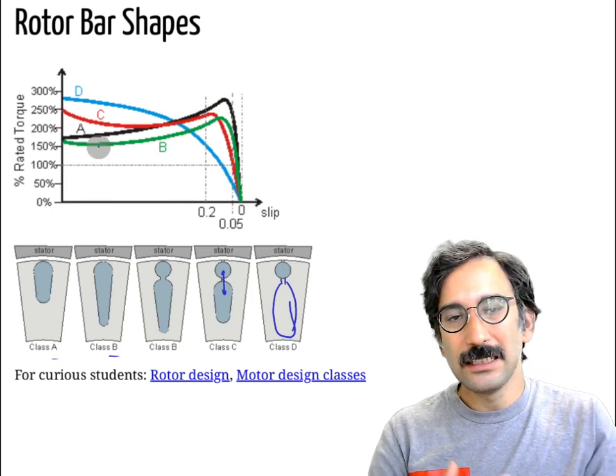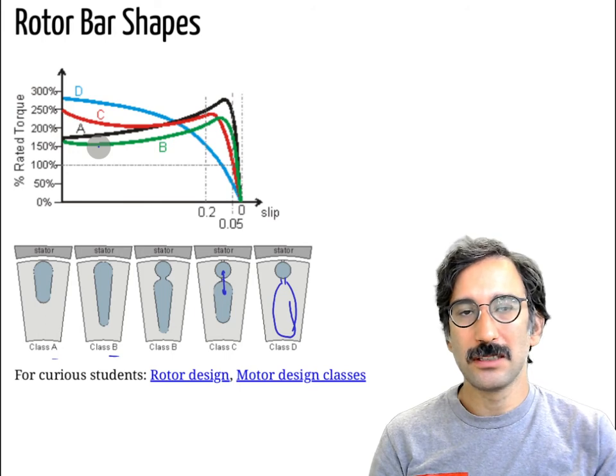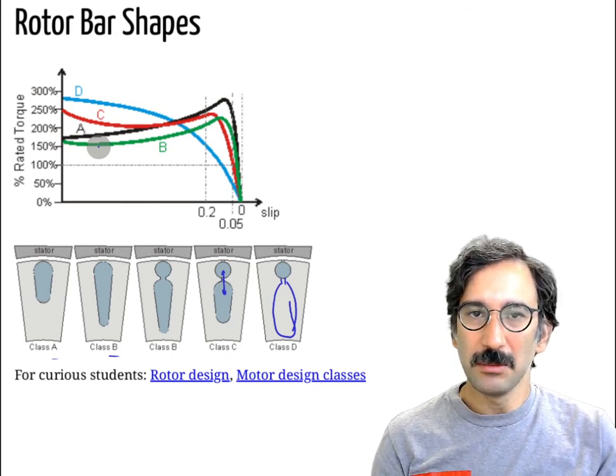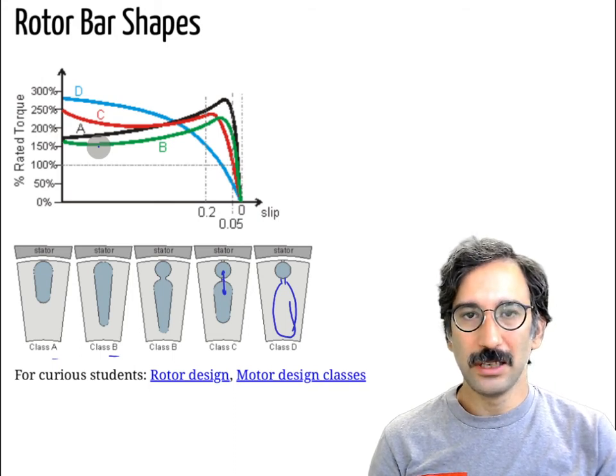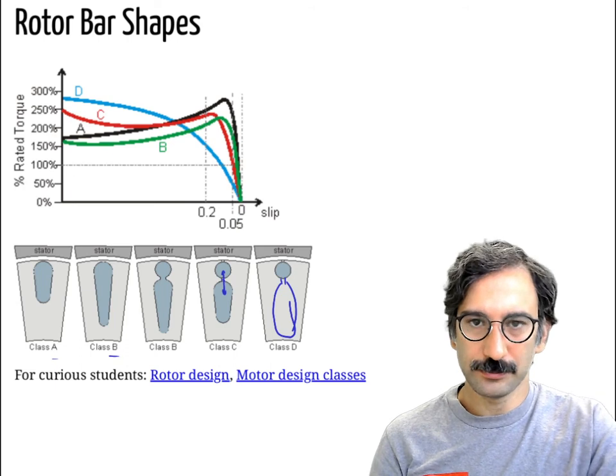So again, depending on the application, you don't choose motors just depending on the number of poles, rated power, and rated speed, but that kind of starting characteristic can be important too.